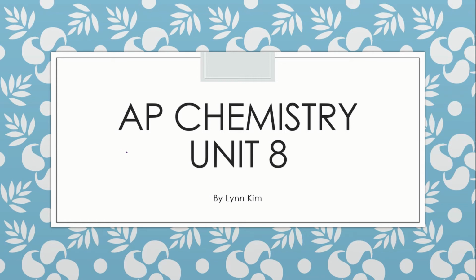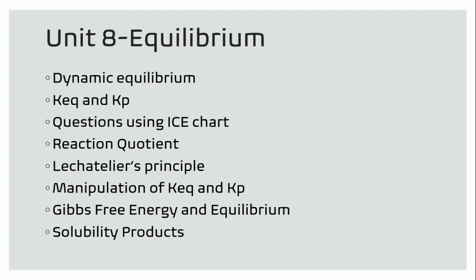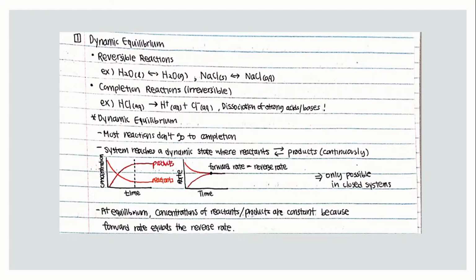This is AP Chemistry Unit 8, Equilibrium. These are the topics for today. First is the dynamic equilibrium. And there are two main types of reactions, which are reversible and irreversible reactions.